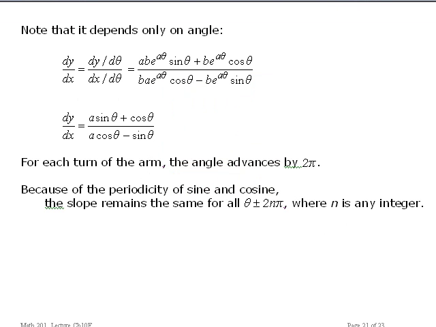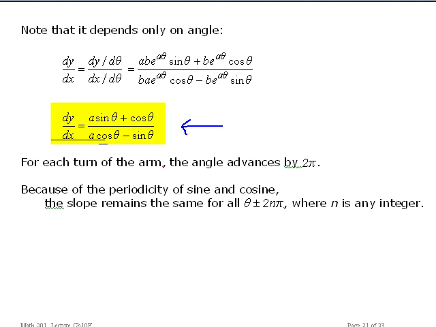We find, of course, that it depends only on angle. We can simplify this, and we end up with a sine theta plus cosine theta divided by a cosine theta minus sine theta. So at each turn of the arm, it depends not only on angle, but in the simplified form here, it depends only on the sine and the cosine of the angle.